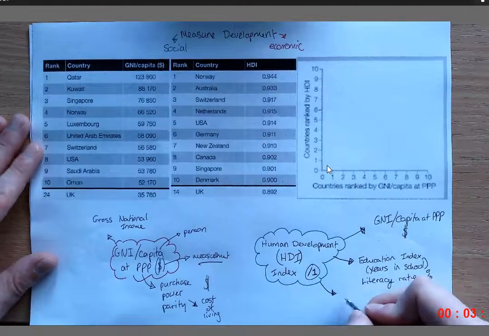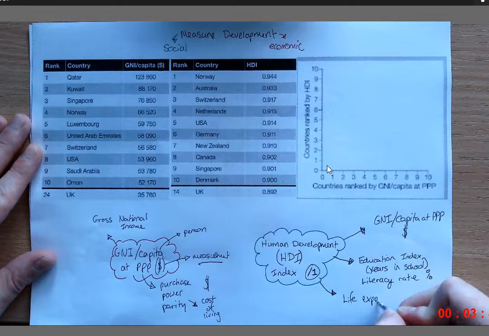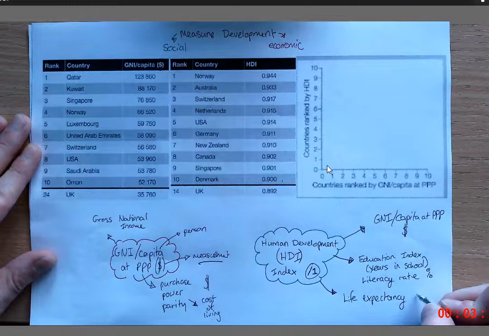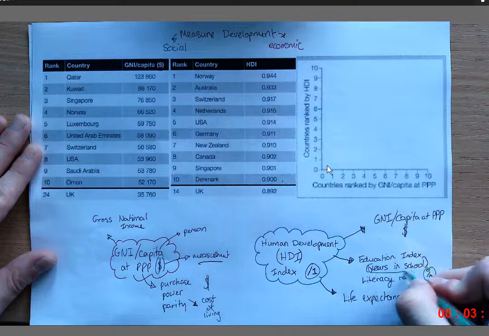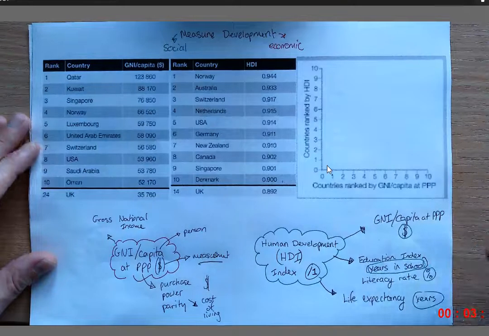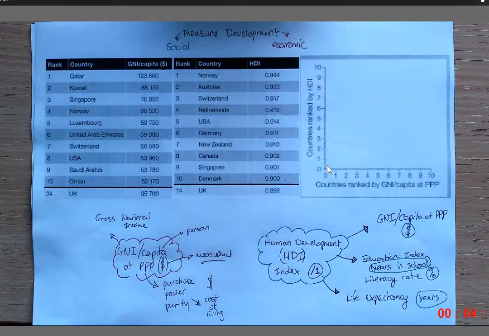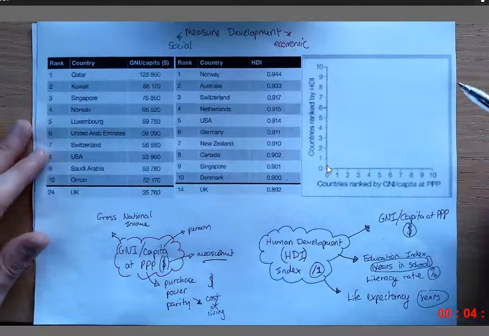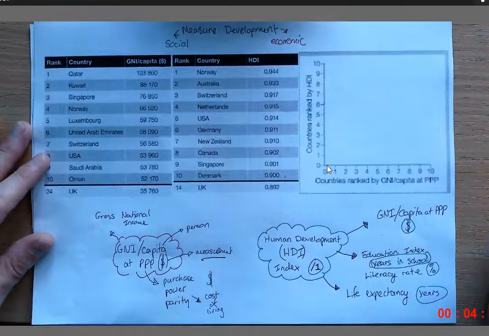And finally, we have life expectancy, and that can help us understand how healthy people are, how long they're going to live. So that's going to be measured in years. So we've got our three forms of looking at human development, mixing these three together and coming up with a number out of 1, and ranking countries based on that number. You can see that Norway is the highest in that regard.